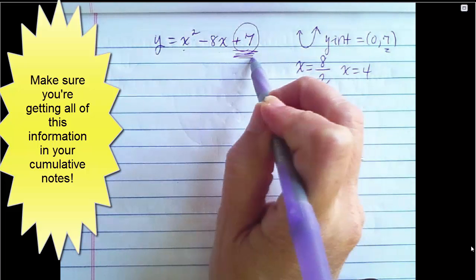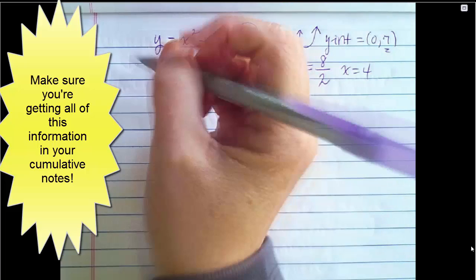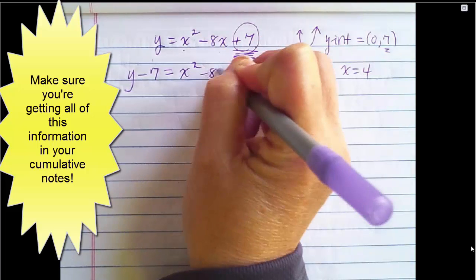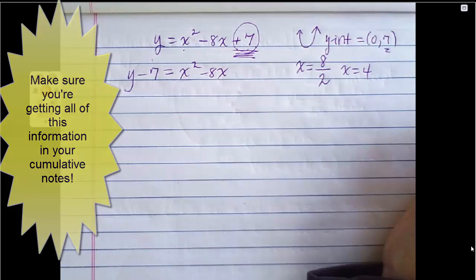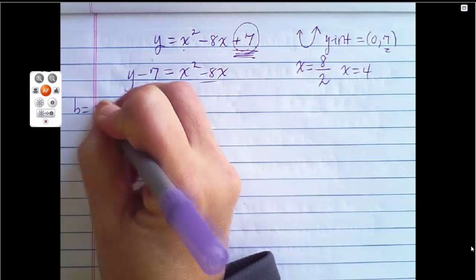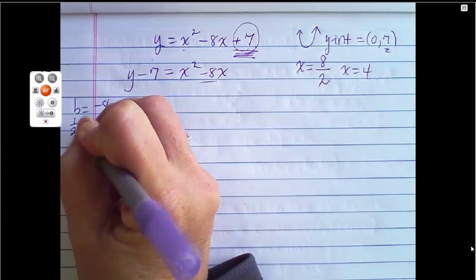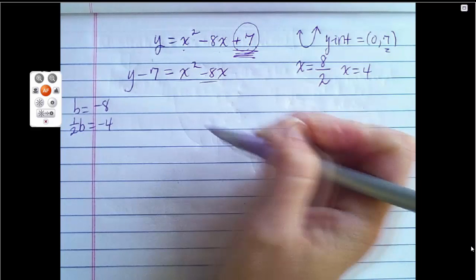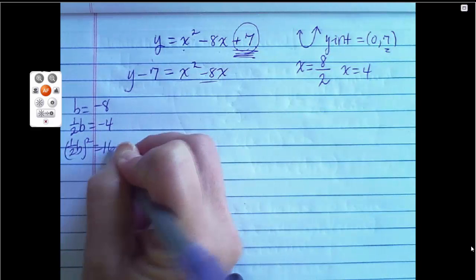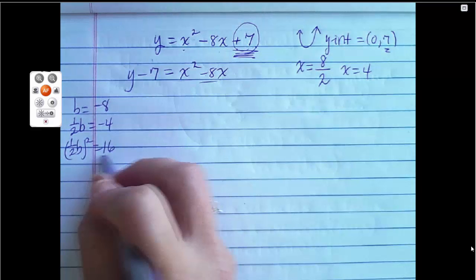So the process of completing the square, the first step is to get the c term, the constant term, out of the way. So here I'll subtract 7 from both sides to move that positive 7 over. And then I make what I call the b list. I write down my b value, here it's negative 8. I take half of that, half of negative 8 is negative 4, and then I square that half b term. Negative 4 all squared is 16.